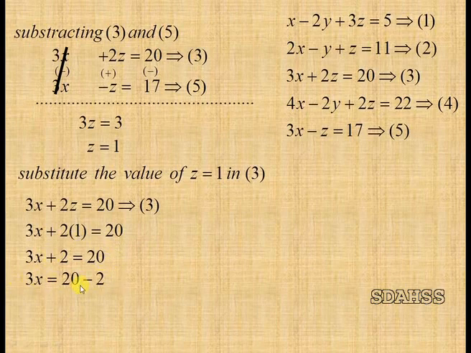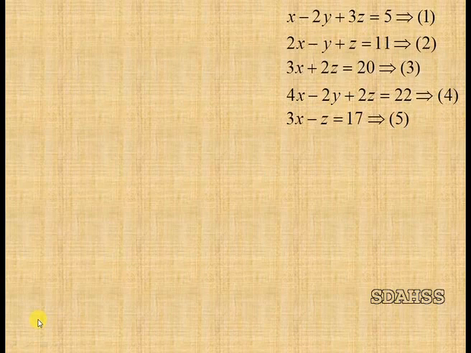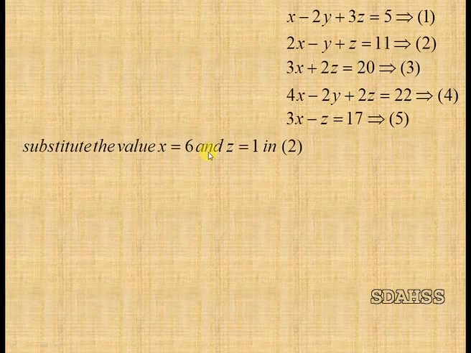So 3x is equal to 20 minus 2. 20 minus 2 is 18. So 3x is equal to 18. Then x is equal to 6. Cancel both sides by 3 tables. So x is equal to 6. Substitute x is equal to 6 and z is equal to 1 in the second equation, either the second equation or the first equation, as you wish.